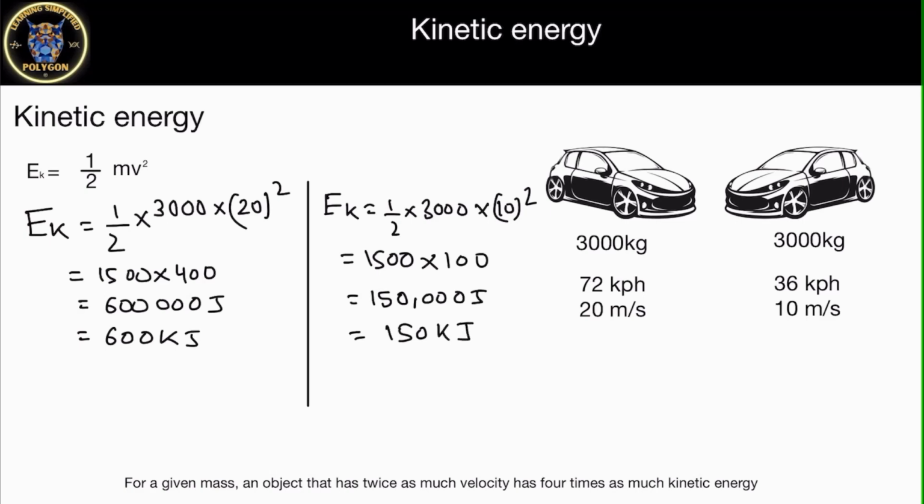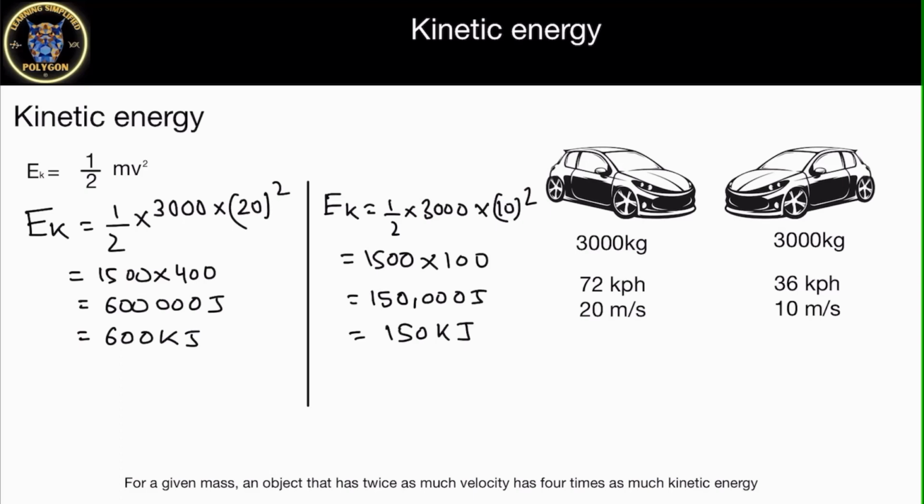So now we see that when the mass of both the cars is the same, and one car is moving at twice the speed of the other, the kinetic energy of the first car, which is moving faster, is 4 times the kinetic energy of the second car, which is moving at half the speed of the first car. Therefore, when a car is moving at twice the speed, its kinetic energy increases by 4 times as much. This is because kinetic energy is proportional to the square of velocity.